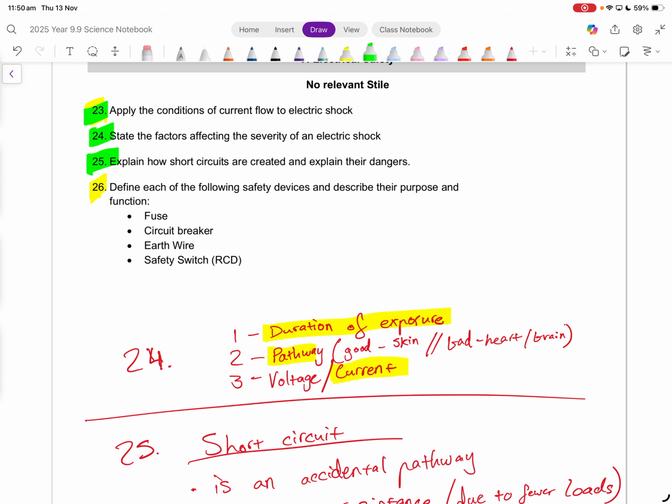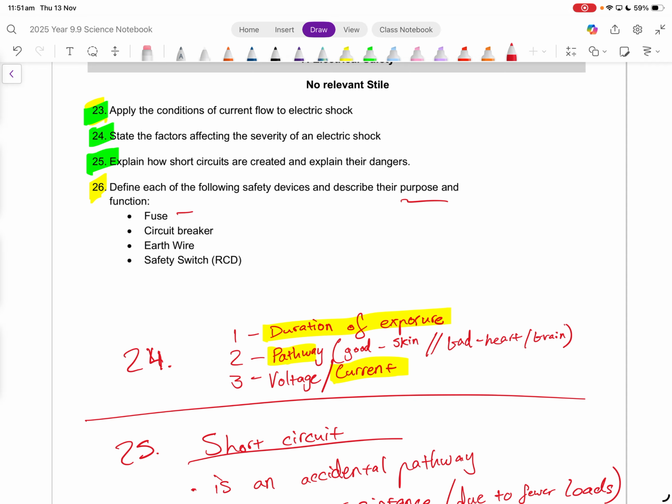Okay, last pointer. Let's get it done. Question 26: define each of the following safety devices and describe their purpose and function. I'm not going to define them here because I'll give you slightly weird wording. Instead, I'd encourage you to go to your book and get the formal definition. But what we will do right now is chat about their purpose.